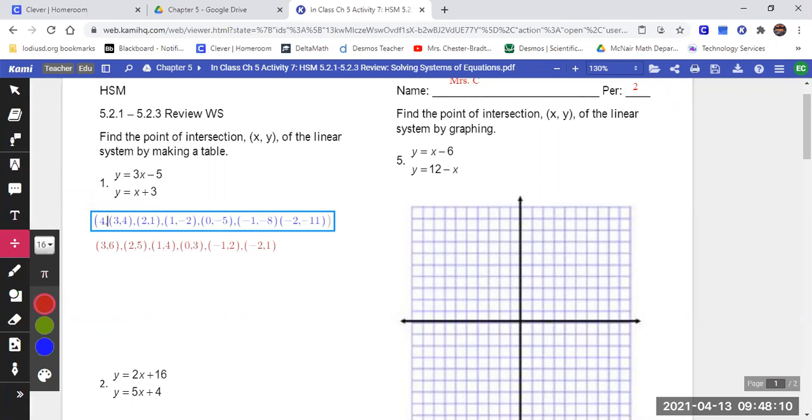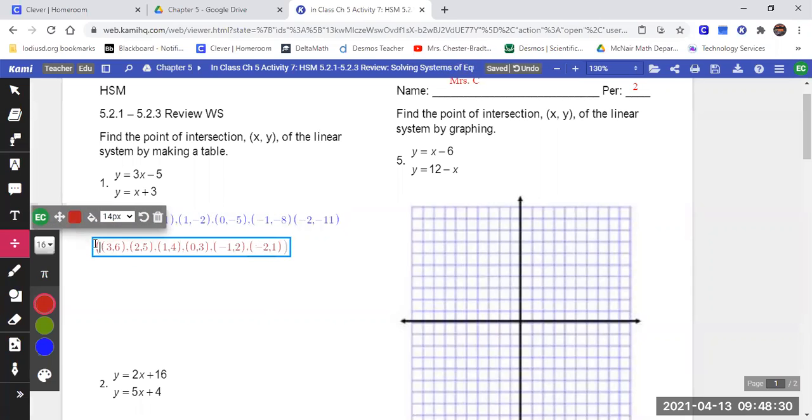What would the 4 be? Remember, we're adding 3 to the y each time, 4, 7. Okay, now we're doing the second one. What would its 4 be? What do you know? 4, 7. Did we find our answer?